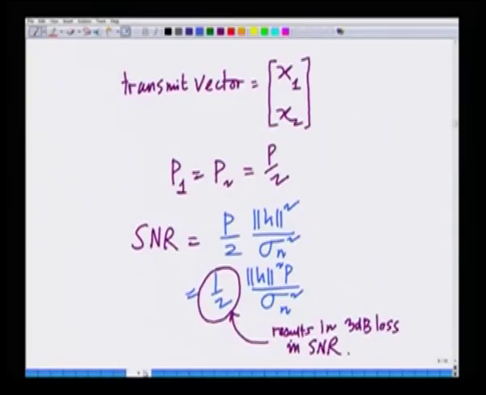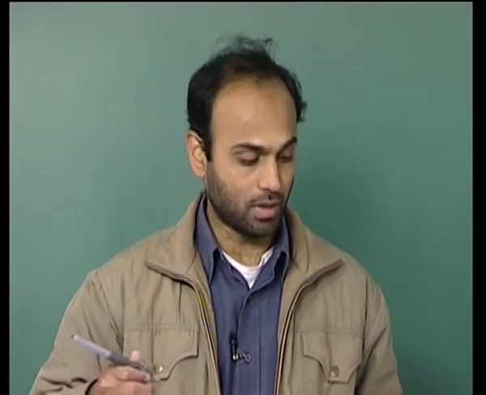Further, we said it also results in a 3 dB loss in SNR compared to the scenario where the channel is exactly known at the transmitter. So, it yields a full diversity order, however, there is a 3 dB loss in terms of SNR. That is the price that has to be paid because of lack of the channel information at the transmitter.